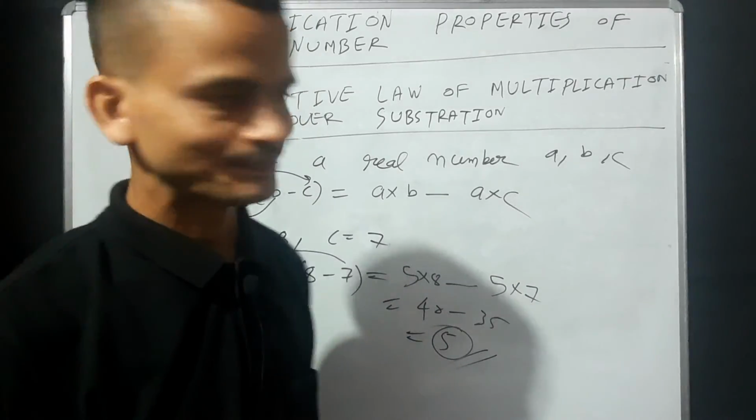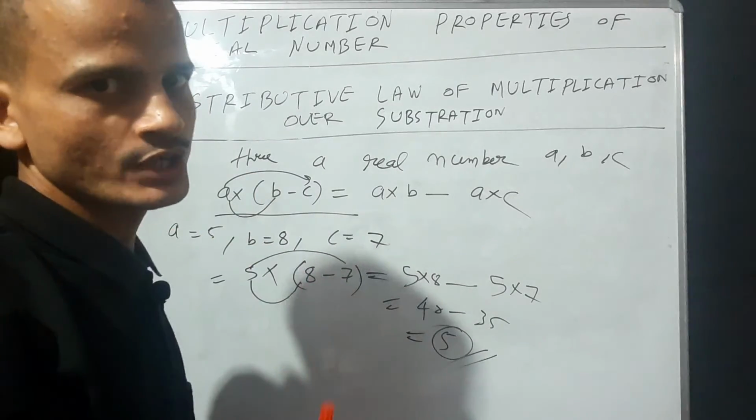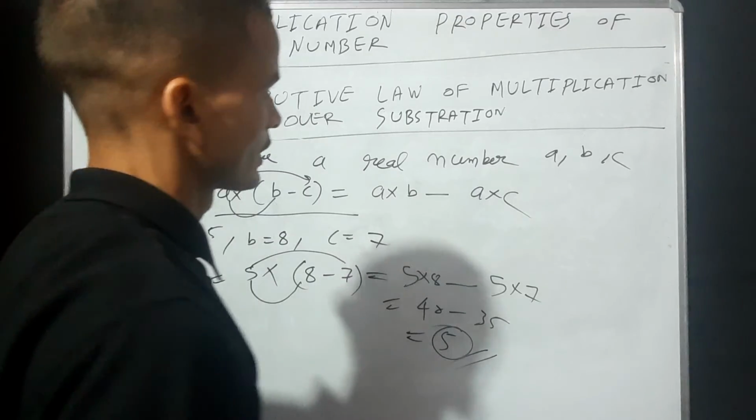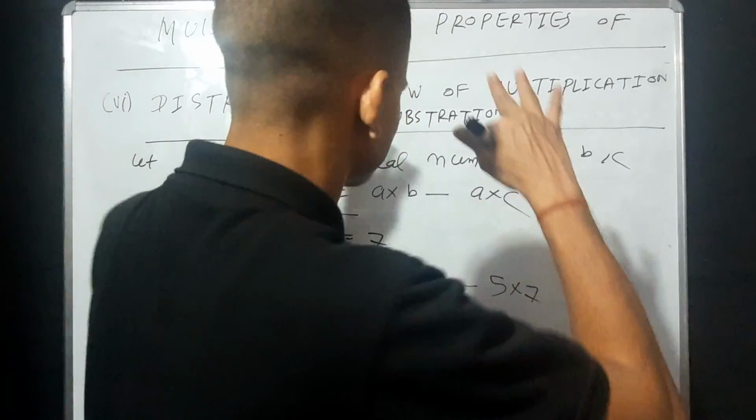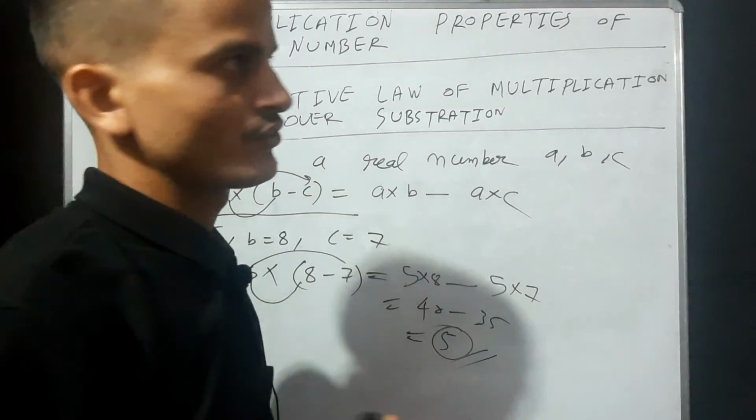If you are solving this kind of question, this type of concept is helpful for you. So this is the proper multiplication property of real numbers.